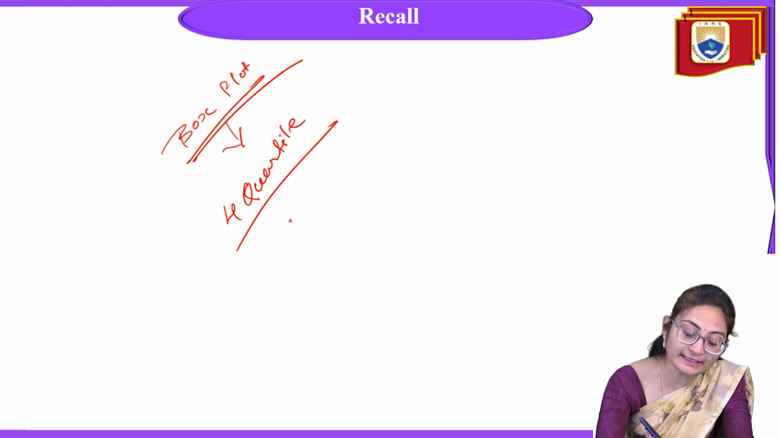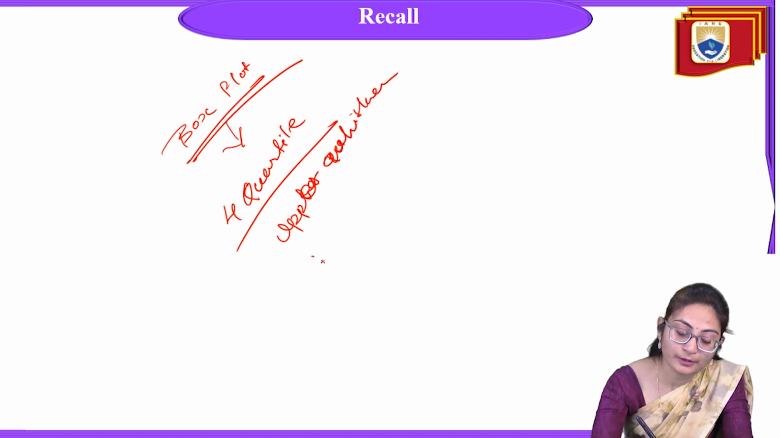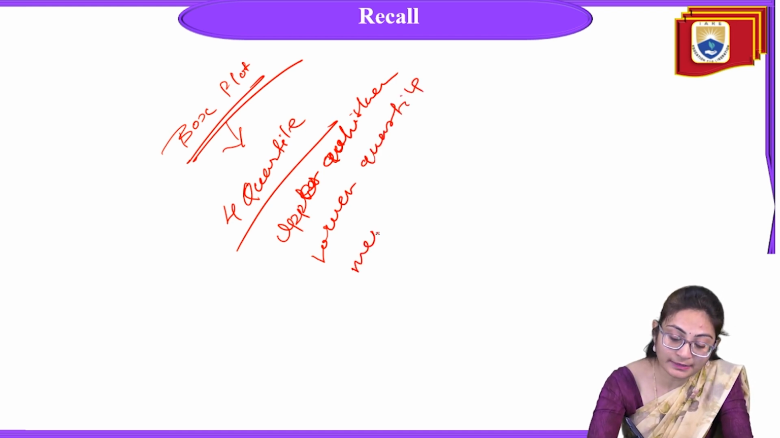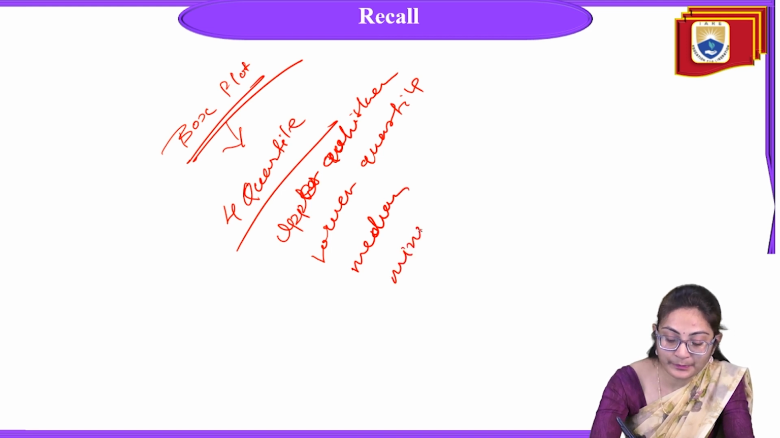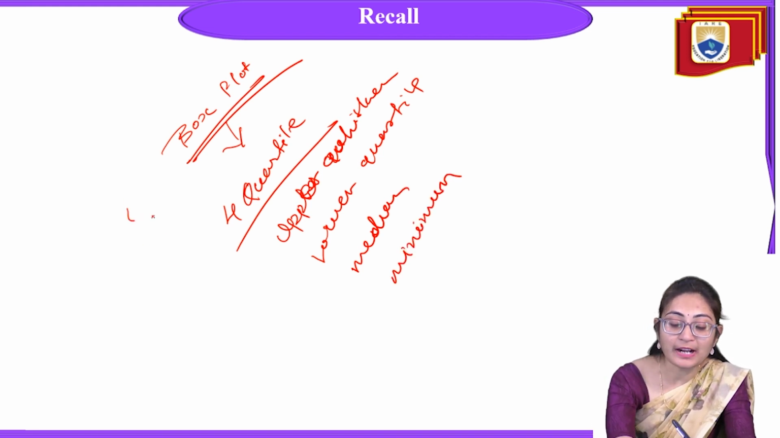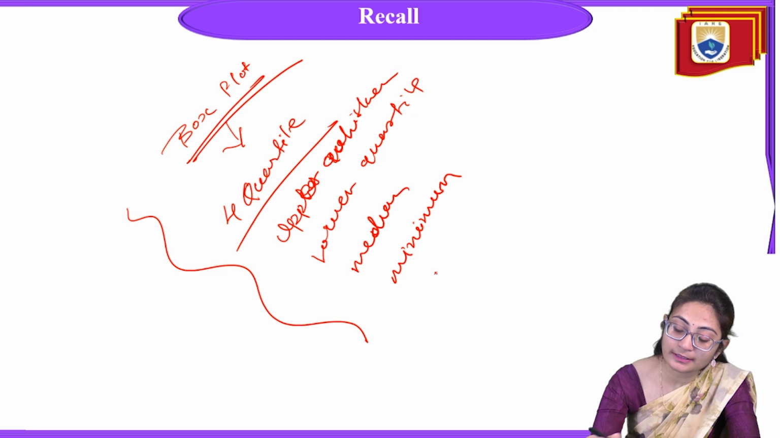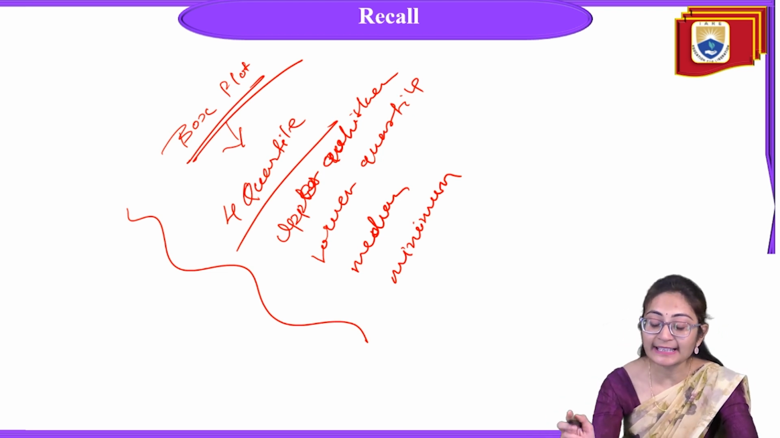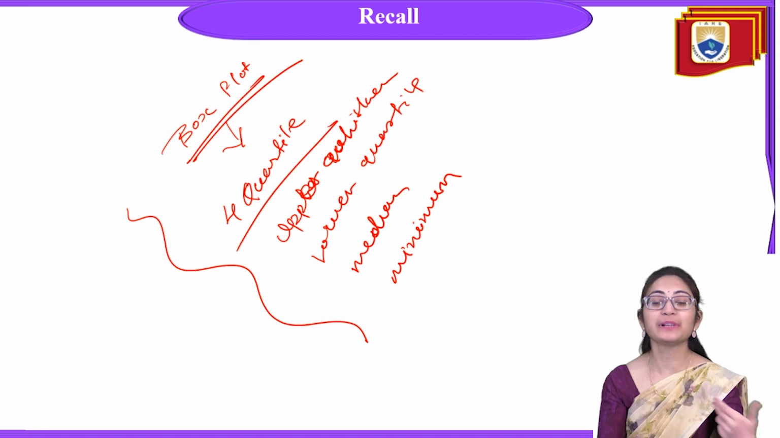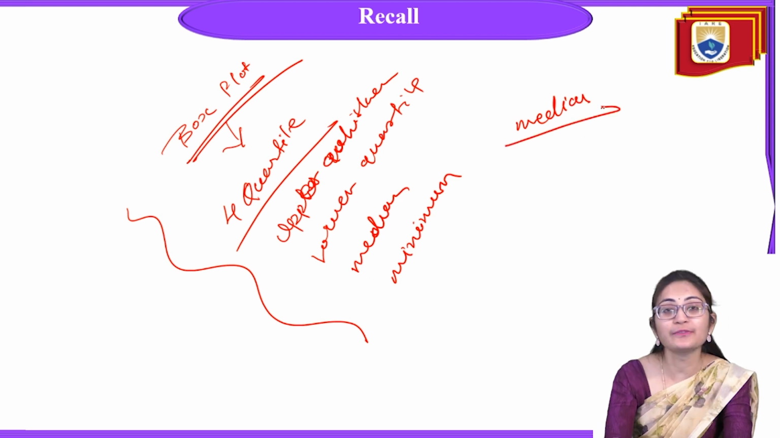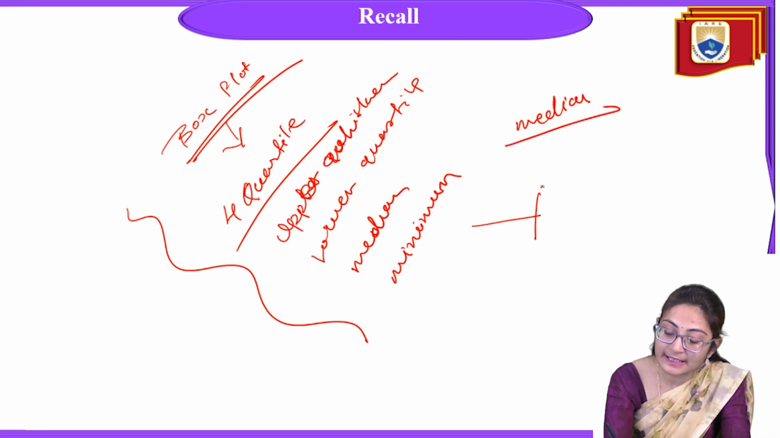And those four parts are the upper quartile, or we can say upper whisker, the lower quartile, then the median, and the minimum. So every part of the box plot is very essential. Whenever you have to draw the box plot, you have to find out the median of the data, and on that basis you can draw your box plot. For example, this is your box plot.